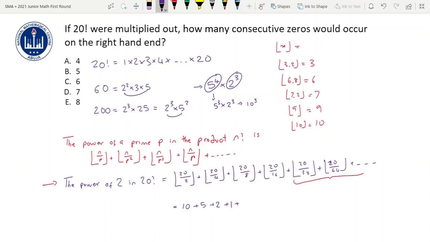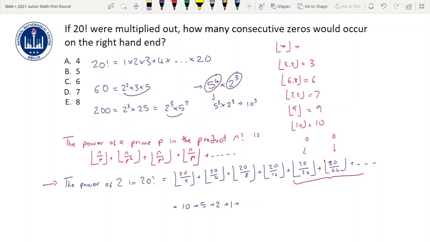But then from 20 over 32 onwards, notice that the number you'll be having there will be 0 point something. So 20 over 32 may be something like 0.6 something. So the whole number part there will be 0. The whole number part here will be 0, and here will be 0. And if you continue like that with 128, the whole number part will still be 0, right? So we'll just have zeros for the rest of the terms.